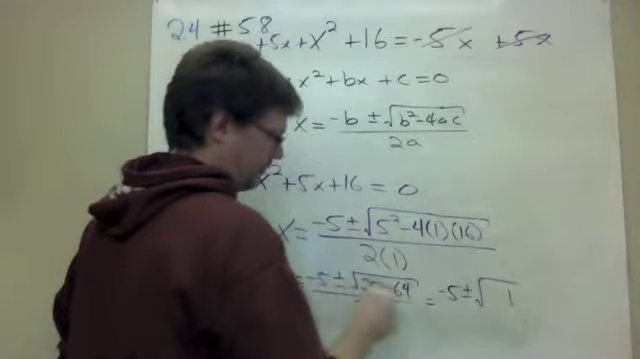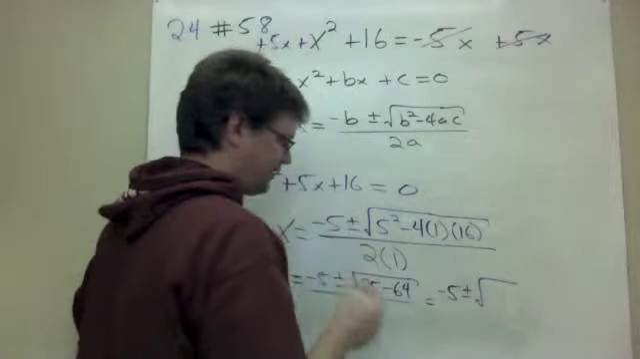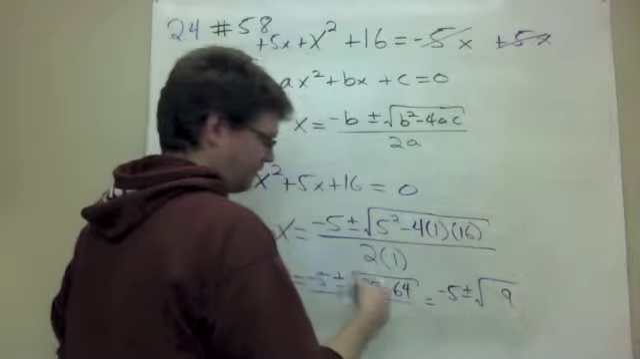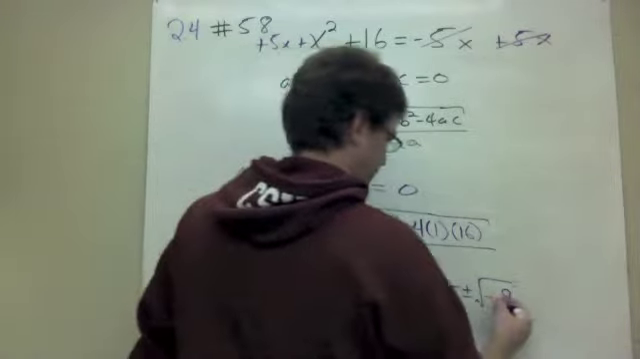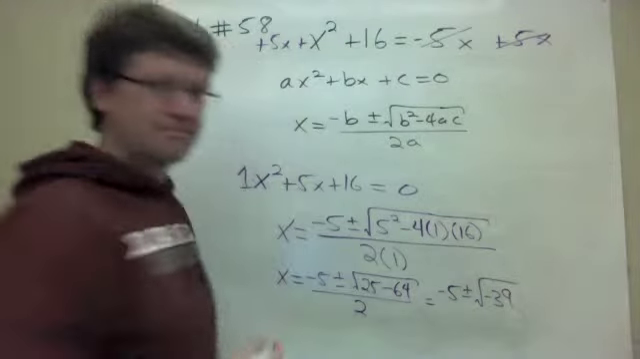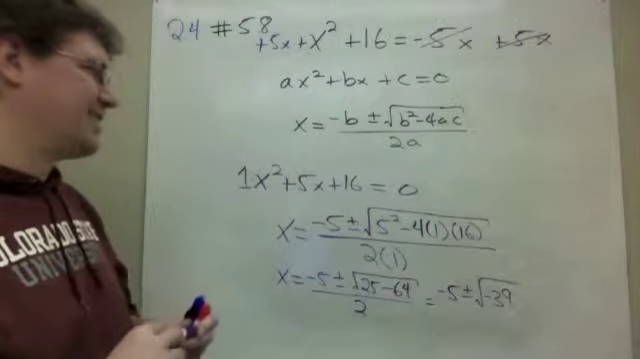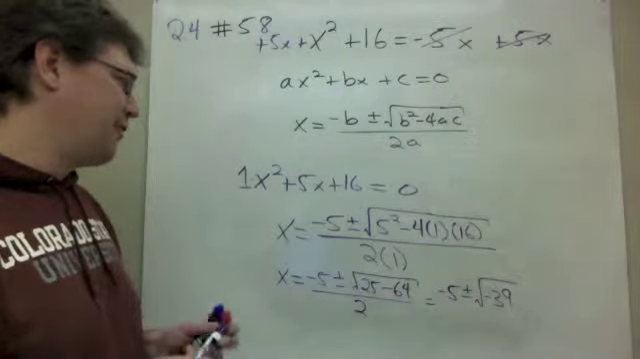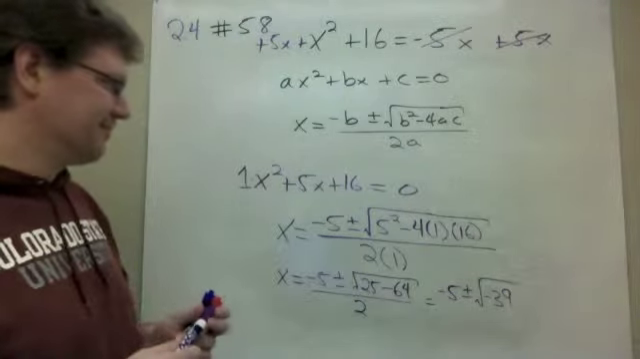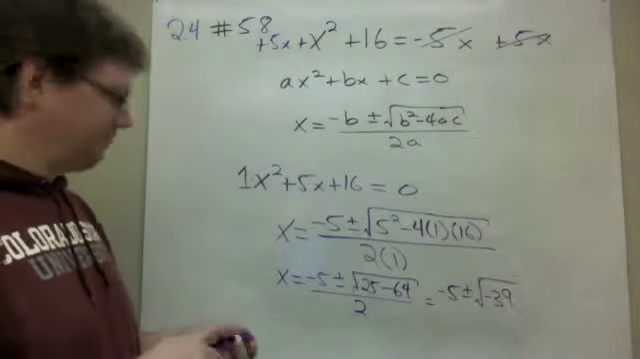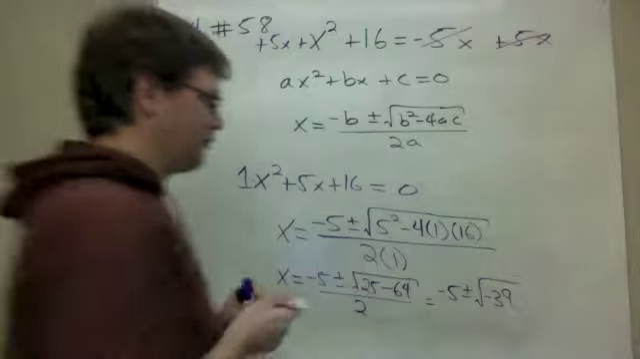Well, hang on. 64 minus 25 is 39. Hopefully I did that right. 25 minus 64 should be negative 39. Negative 39. Yeah. All over 2.